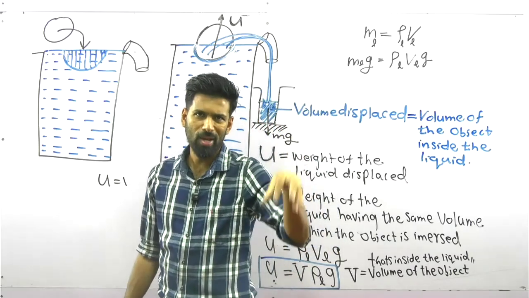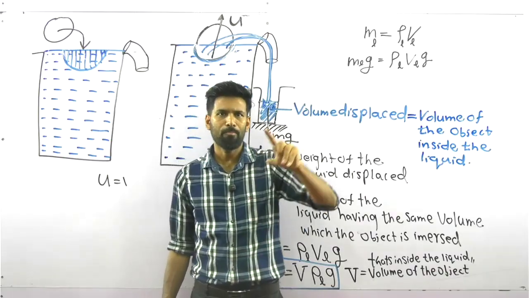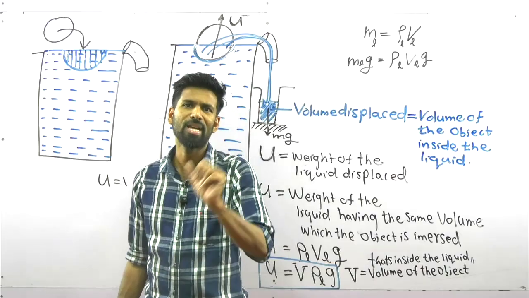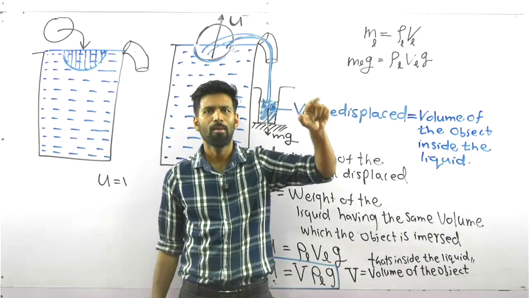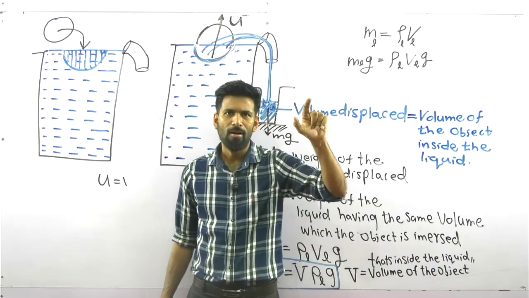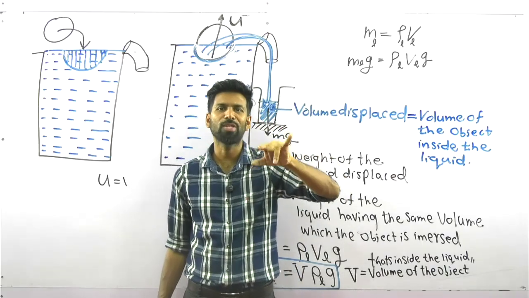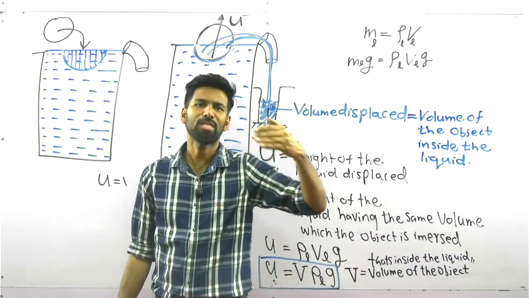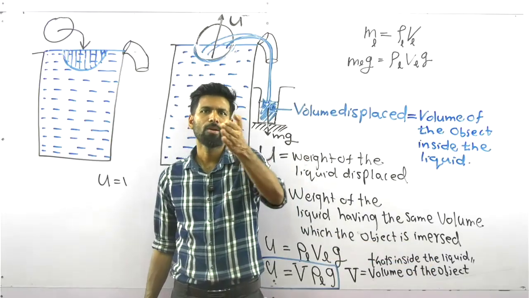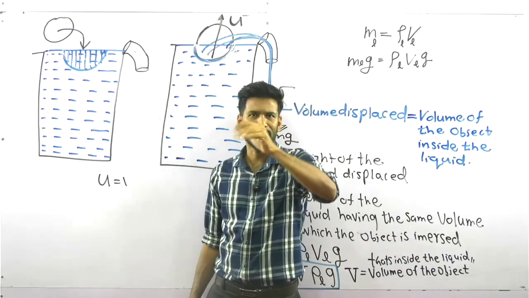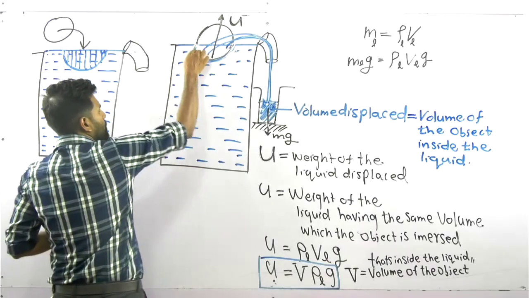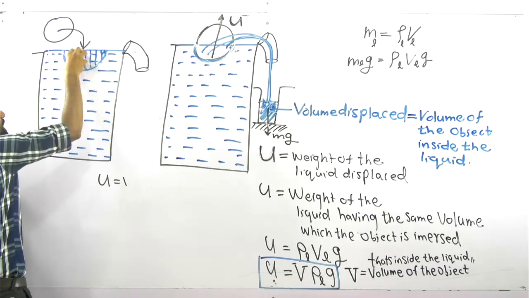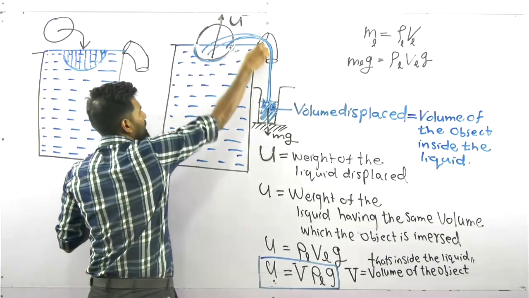When the object is placed, the area previously occupied by the liquid molecules is now occupied by part of the object. The water molecules, the liquid molecules which are on that space, will be displaced, and that place is now occupied by the object. So consider this hypothetical boundary here. The liquid molecules in these areas are displaced now.